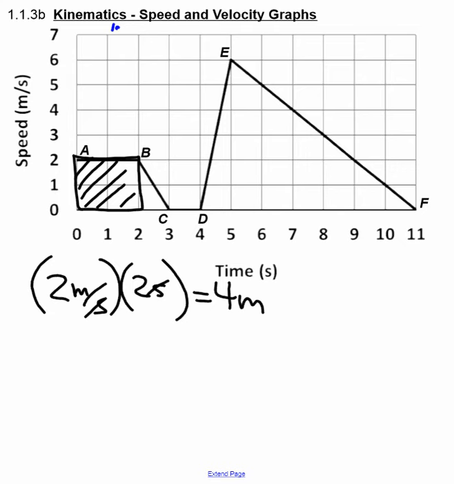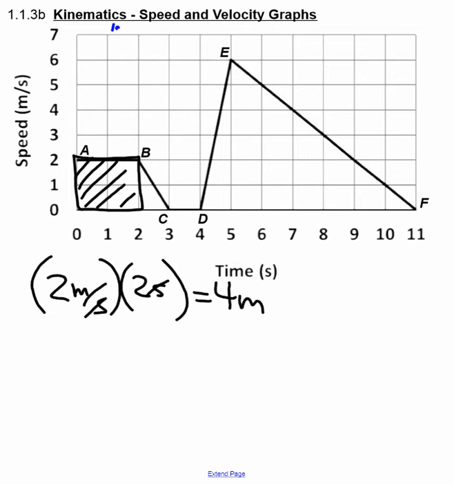And notice that this graph is always above the x-axis, so you're always going to be multiplying positive speeds by positive times, so you'll always get positive distances. You cannot calculate displacements here. There's no way of knowing what the final position of this object is. You can only know how far it went, right?